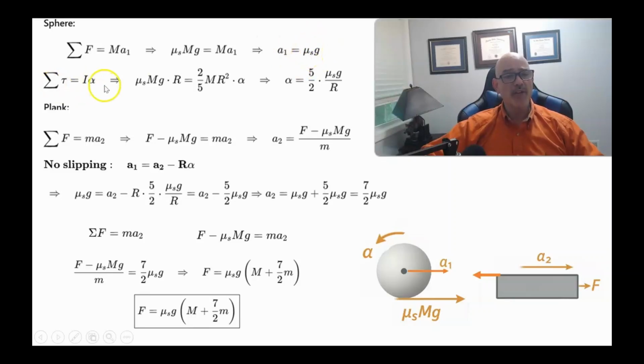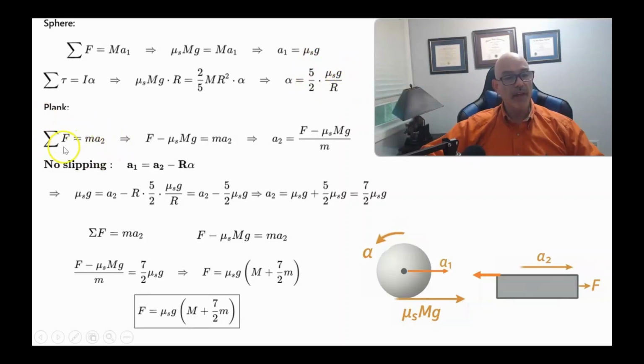The net torque on the sphere is equal to I alpha. The frictional force causes a counterclockwise torque on the sphere. The torque is equal to force times radius. It's the force of the friction times the radius. The moment of inertia of a sphere is 2/5 mr squared. This allows us to solve for alpha, the angular acceleration of the sphere, and it's 5/2 mu s g over r.